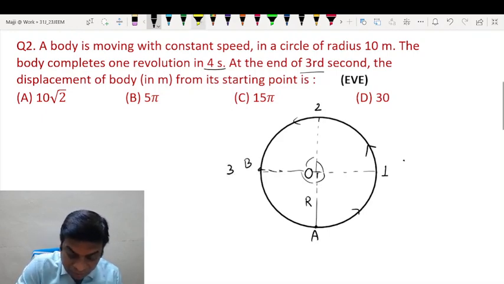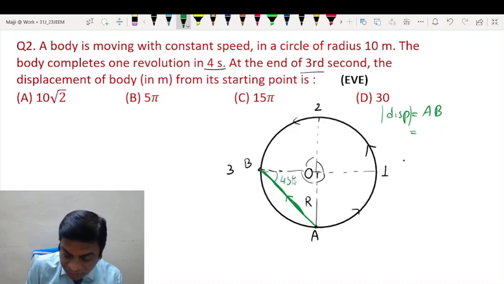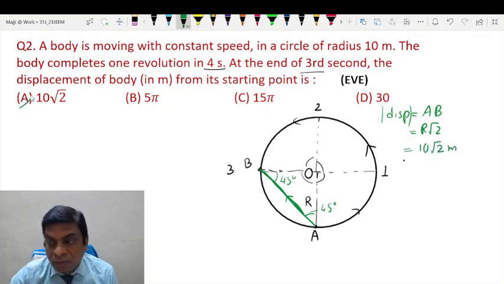So the displacement will be the straight line joining the initial and the final positions. You can see we require just the magnitude of displacement. So the required displacement is nothing but the length AB, modulus of displacement. If you apply Pythagoras theorem, you can very easily see, or you can apply some trigonometric ratio, sine or cos, it is r root 2. Since radius is given as 10 meters, the final answer is 10 root 2 meters.